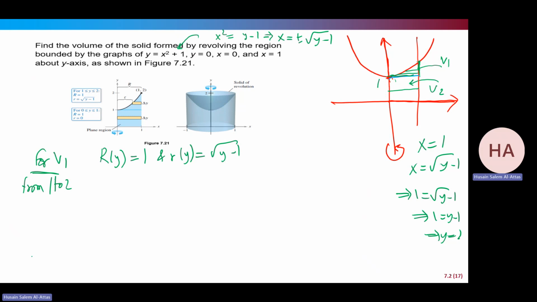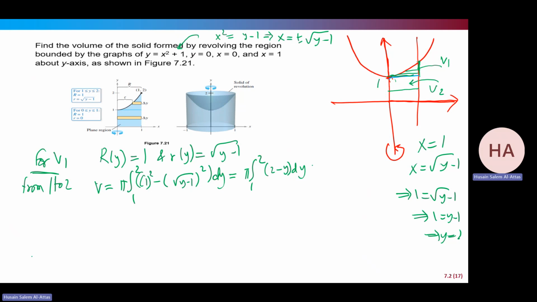Okay, so the integral V will be pi from 1 to 2 of 1 squared minus square root y minus 1 squared dy. Let us do the calculations quickly. That gives me pi from 1 to 2 of 1 minus y plus 1, so 2 minus y dy.